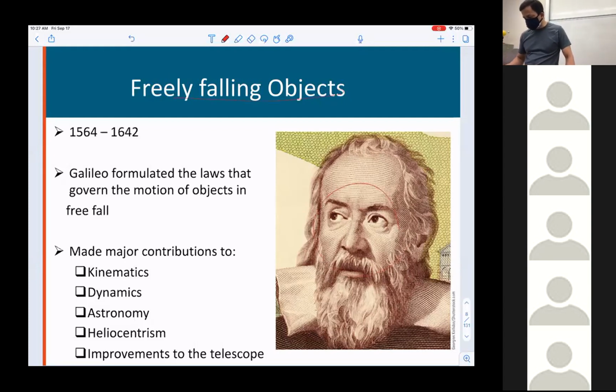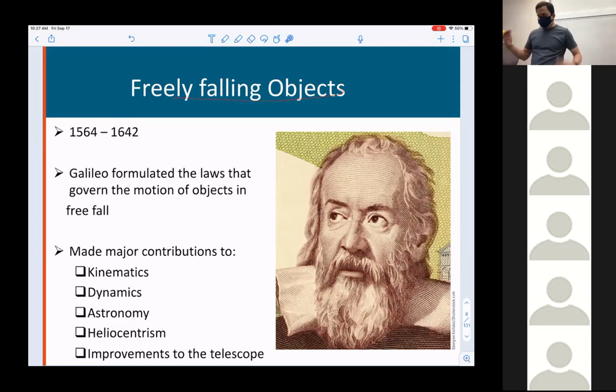This is Galileo. You guys may have heard, I don't know if it's true or not, but apparently he was dropping objects from the Leaning Tower of Pisa to study the motion of freely falling objects. They had a lot of time back then. They didn't have distractions of YouTube and stuff, so you could ponder the nature of things.